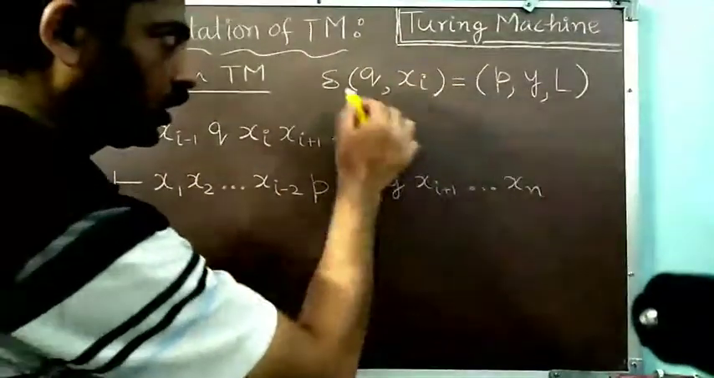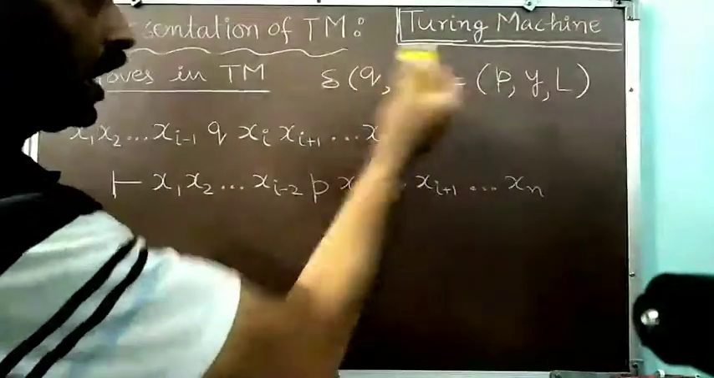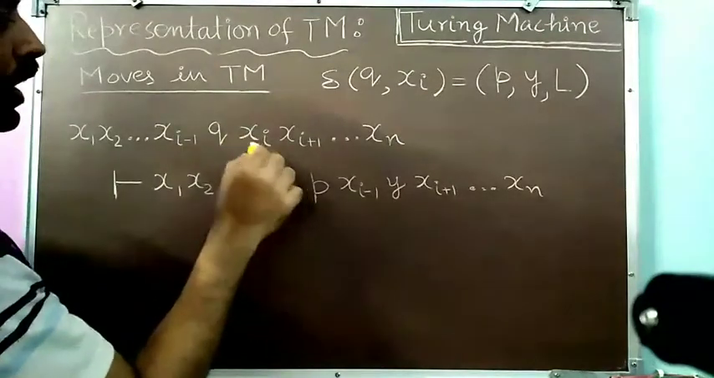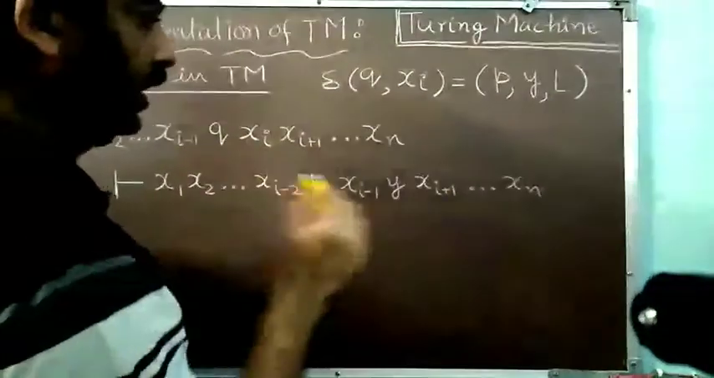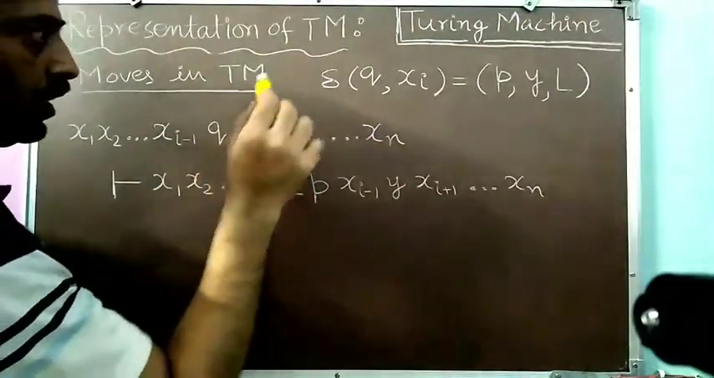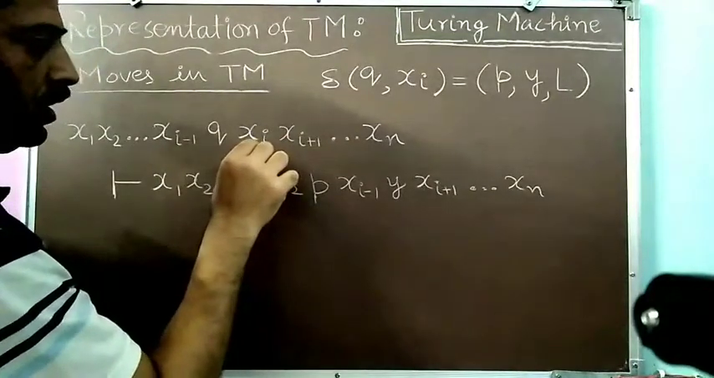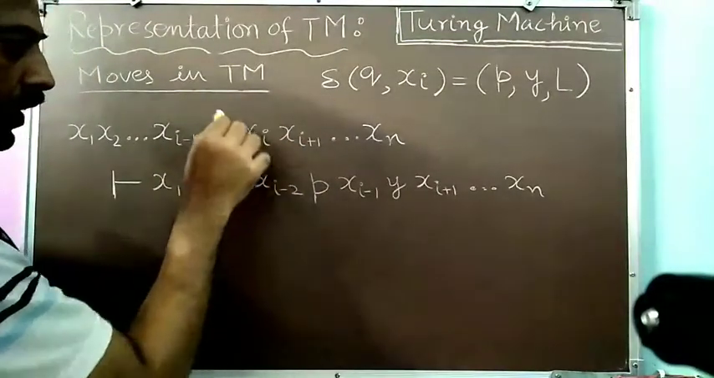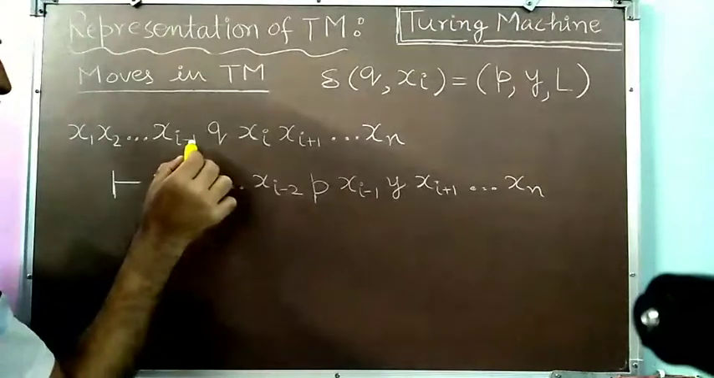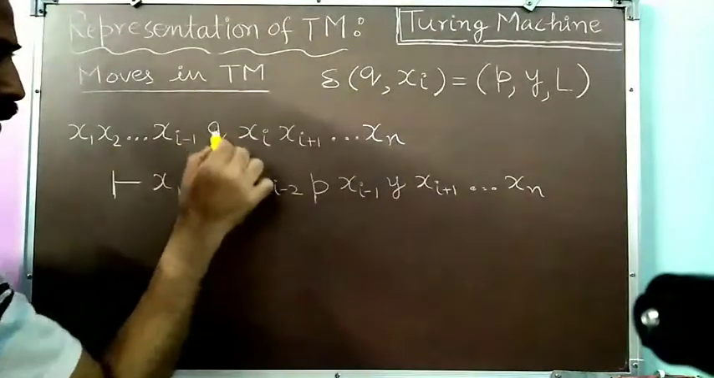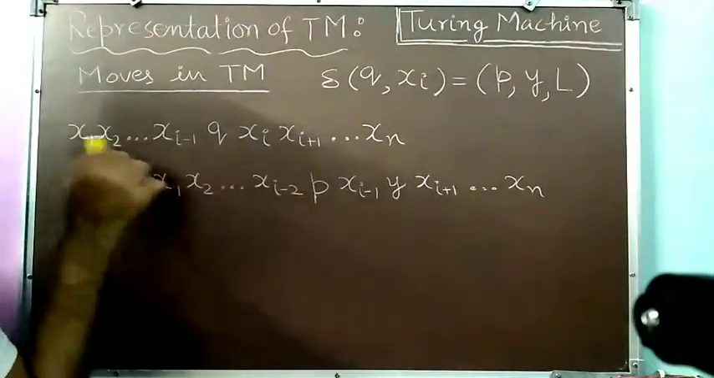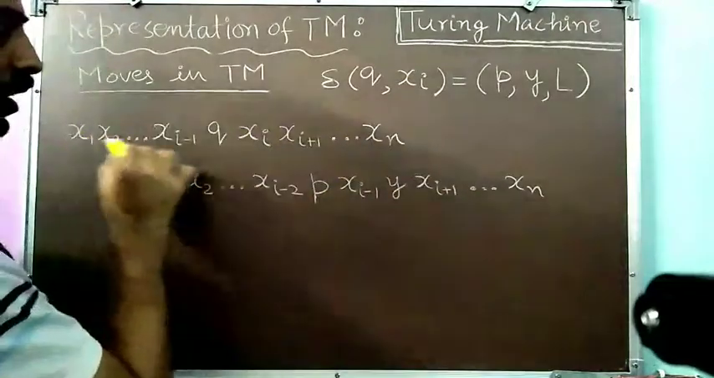Before this transition takes place, our ID will be x1, x2 and so on up till xi minus 1, q, xi, xi plus 1 and so on up till xn. Suppose x1 to xn is the string, and in that string our read-write head is on the cell indicating the symbol xi. So xi will be the first symbol of gamma, and q is the current state, so q will come here, and the string before xi will come before this state. So this will be our ID.